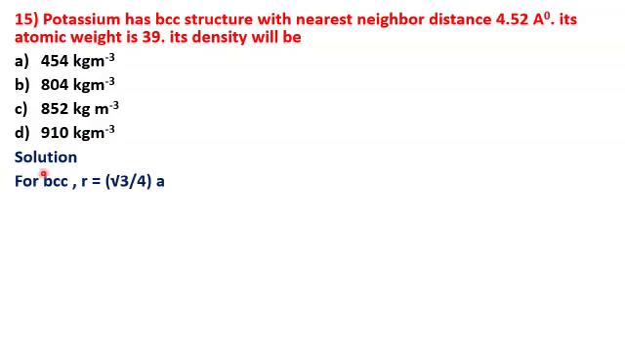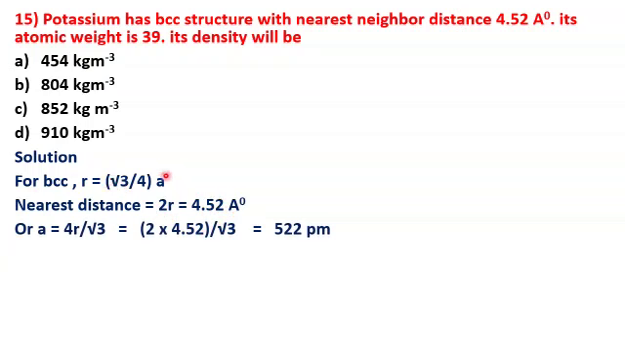So we know that for body-centered cubic system, radius of atom can be given by r is equal to root 3 by 4 into a, where a is the edge length of the unit cell. So here nearest neighbor distance is given. Neighbor distance is nothing but 2 into atomic radius, that is 2r, equal to 4.52 angstrom.